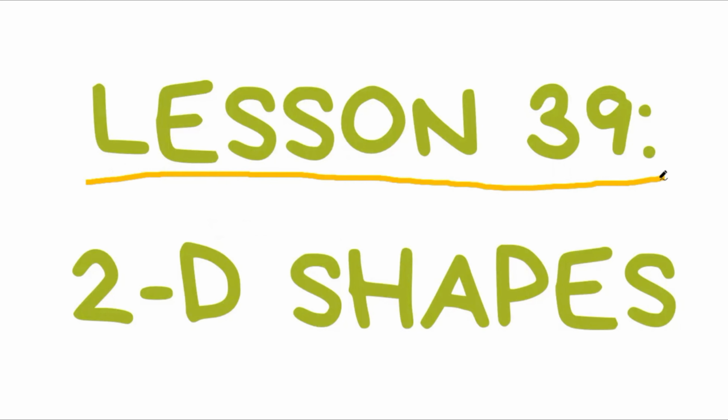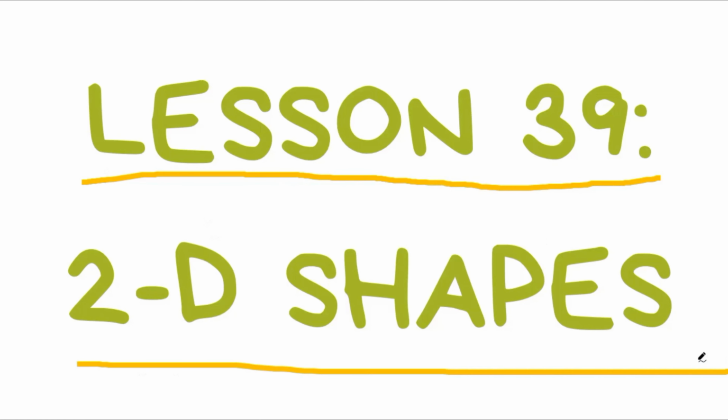Lesson 39, 2D Shapes. So we have already done a lesson on 2D shapes. We know that 2D shapes are shapes that we can see. They are flat shapes that we can see. They're not just a single straight line, they are shapes that we can see. So let's talk about the next few shapes.